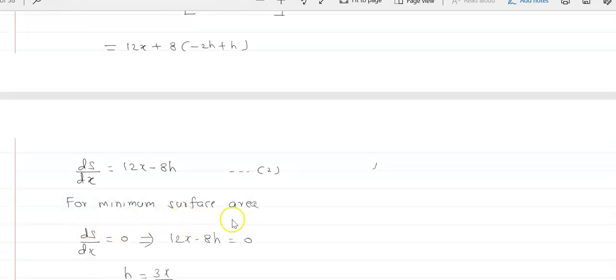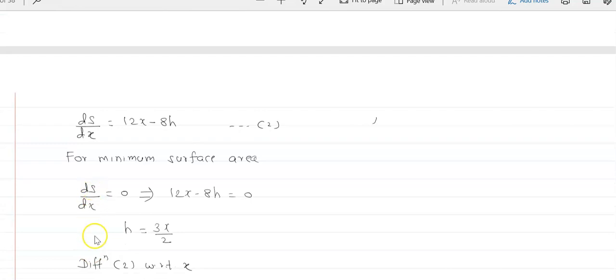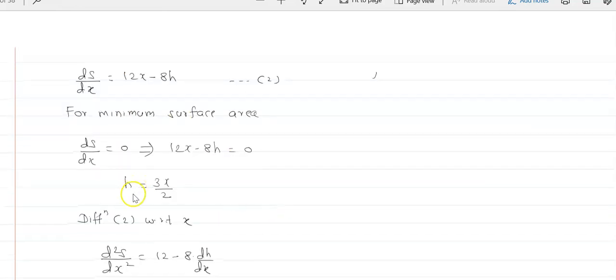For the minimum or maximum surface area, we always equate the first derivative to 0. ds upon dx is equal to 0. It implies that 12x minus 8h equals 0. Therefore, h is equal to 3x upon 2.